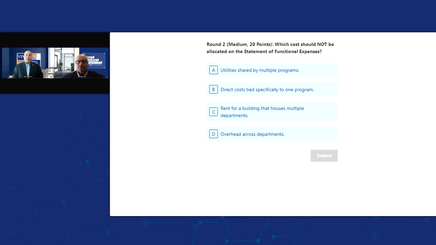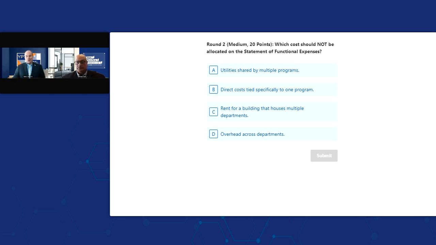Our next question: which cost should not be allocated on the statement of functional expenses? Is it A, utilities shared by multiple programs, B, direct costs tied specifically to one program, C, rent for a building that houses multiple departments, or D, overhead across departments? So which one of these costs should not be allocated?